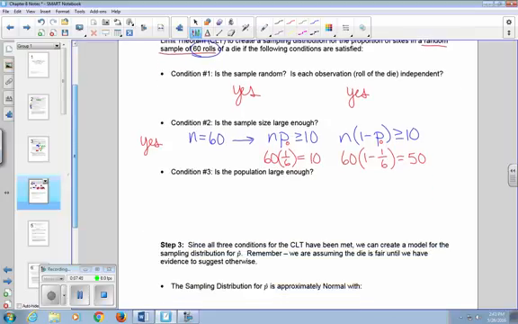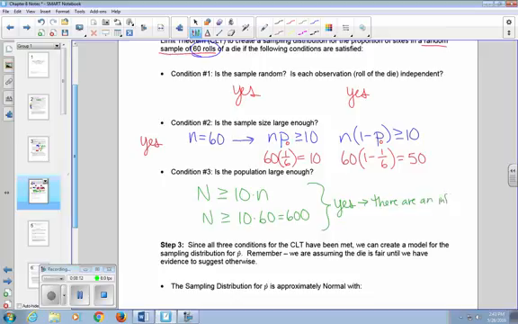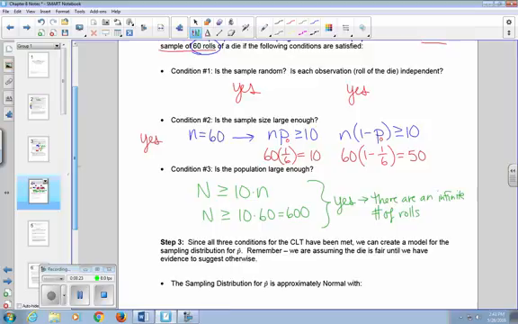And then the third condition is the population large enough. And we're going to use the same check we had earlier. See if our population is at least 10 times bigger than our sample size. So is N, capital N, greater than or equal to 10 times 60, which is 600? We can say yes. We definitely have more than 600 rolls. There are an infinite number of rolls that we could do. So again, we can say this third condition has been met.